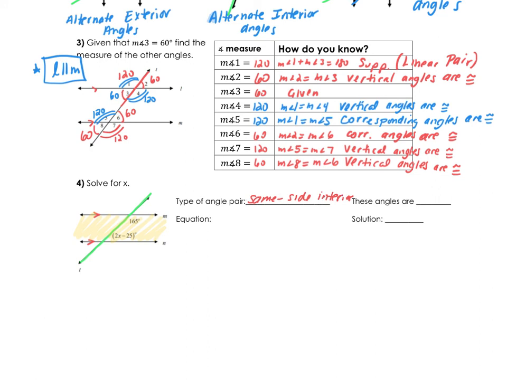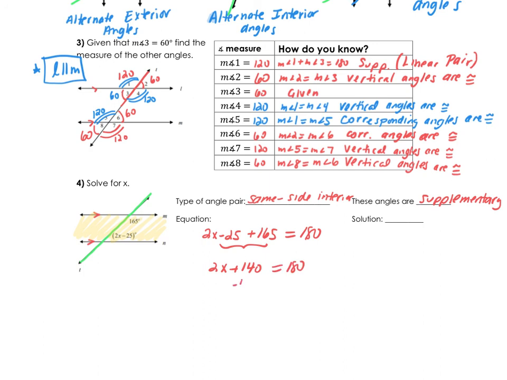All right, now you may need to refer back to your notes to remember that these angles are supplementary. So they're going to add to 180. So our equation will be 2x minus 25 plus 165 equals 180. And now we're going to solve it. Okay, combine your like terms. Negative 25 plus 165 is going to give us 2x plus 140, because 165 minus 25 is 140. All right, still equal to 180.